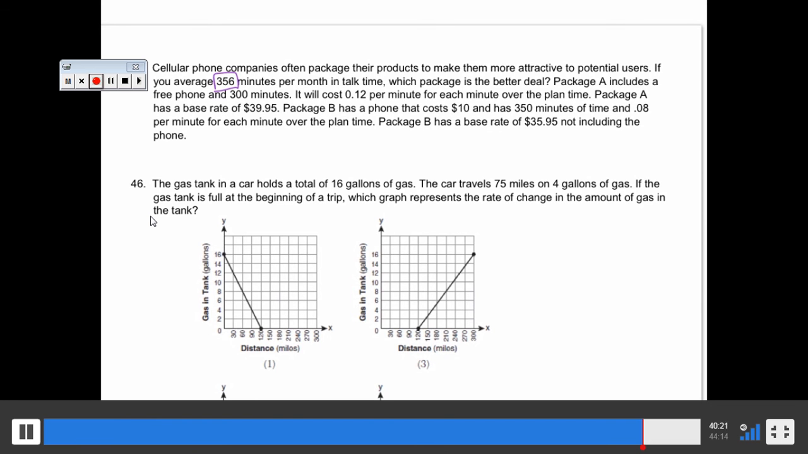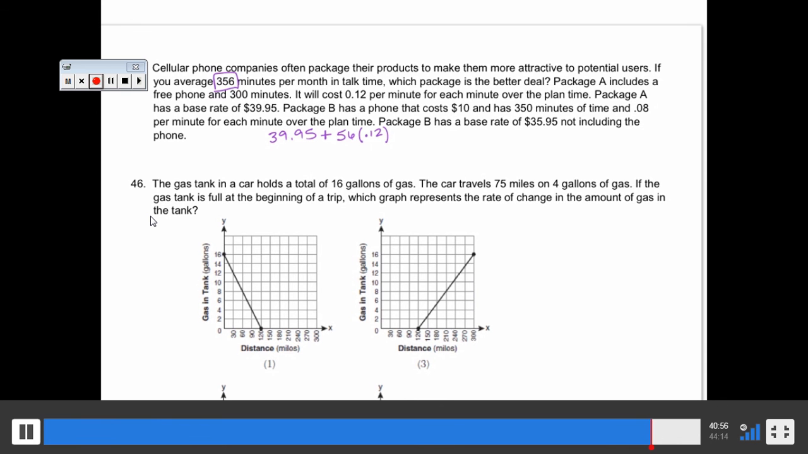So it looks like we're going to have to set both plans, maybe not necessarily equal to each other, but we're going to have to write both plans out. So it has a base rate of $39.95 plus, in this case, you get a free phone and 300 minutes. So then you're going to have 56 minutes at 12 cents per minute. So that's package A. So it looks like we might not even have to set them equal to each other. We might just be able to plug in.